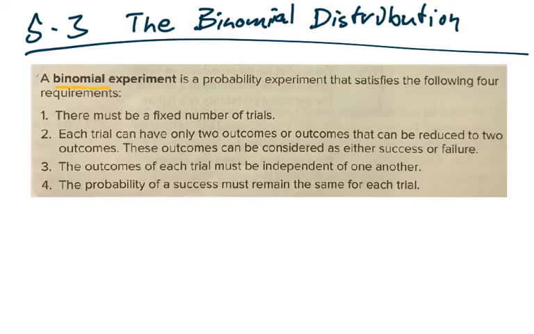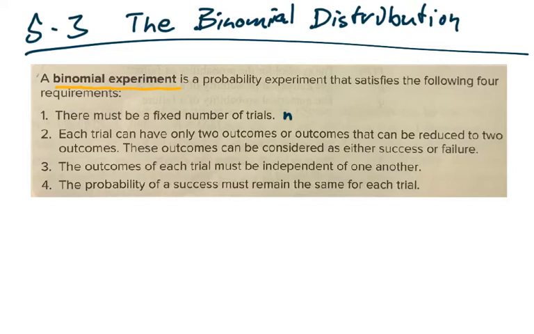A binomial experiment is a probability experiment, and it has to satisfy four requirements. There has to be a fixed number of trials. We usually call this little n. Each trial can have only two outcomes, or outcomes that can be reduced to two outcomes.